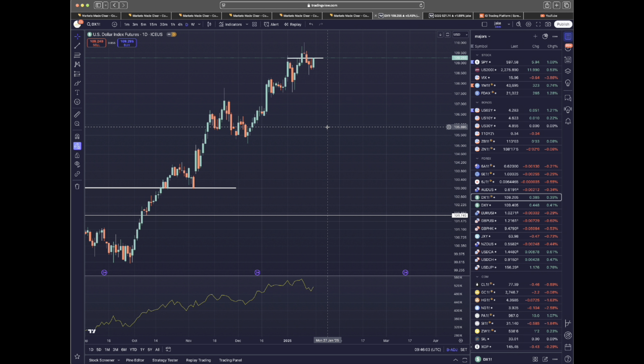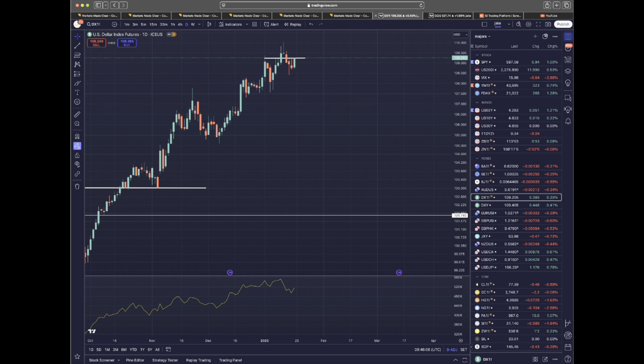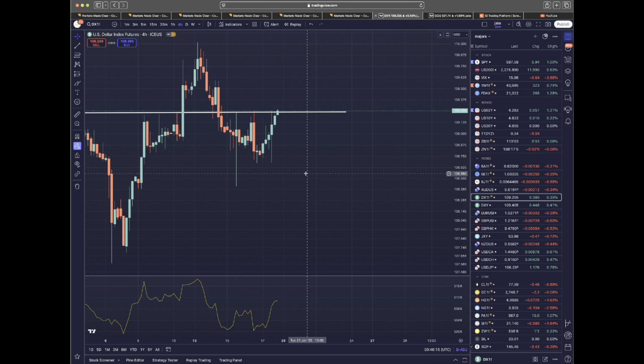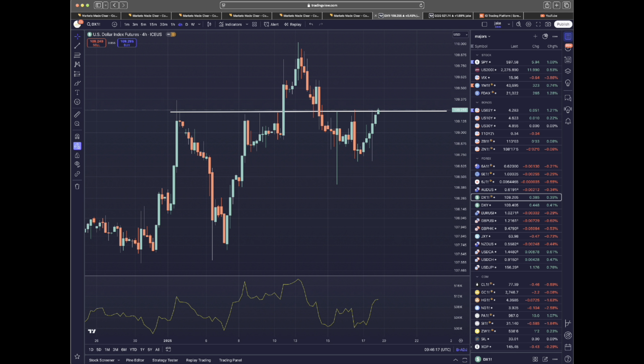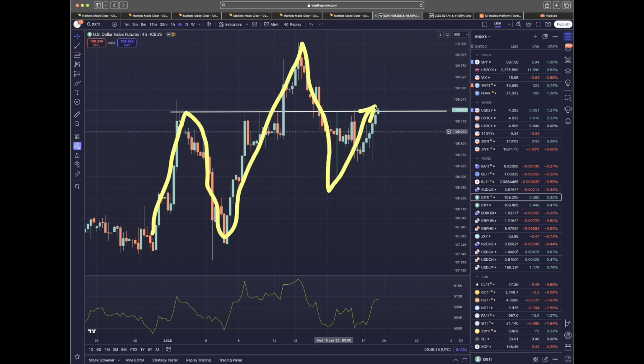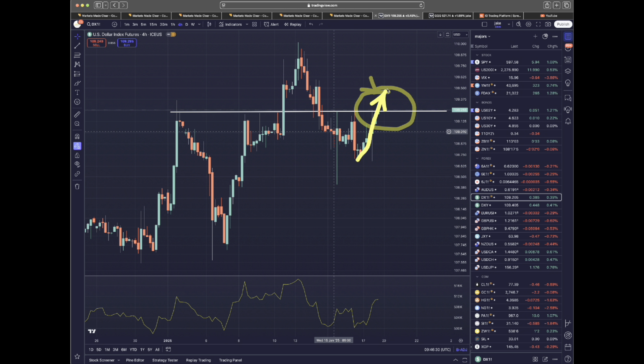Daily chart first, all right, we are still absolutely on the uptrend, right? Still making higher highs. This could be a higher low. However, if you drop down to a 4-hour chart, we are potentially having a head and shoulders pattern in here. This 109 area is very important. If the dollar smashes through, comes back and stays above, we could see other currencies continue to drop.